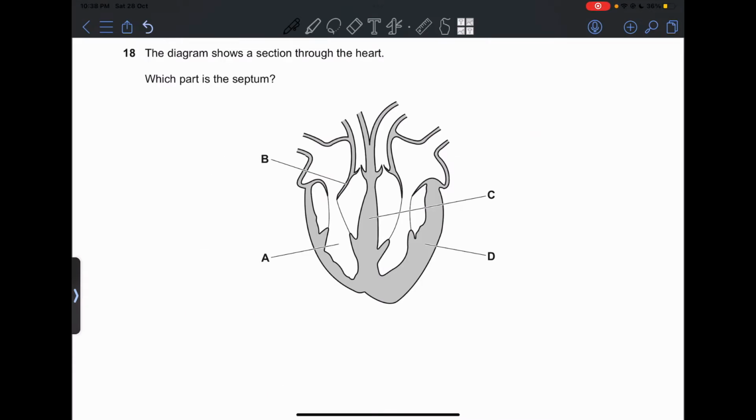18. The diagram shows a section through the heart. Which part is the septum? So we know that the septum is in the middle of the heart over here in this area. So our answer is going to be C.